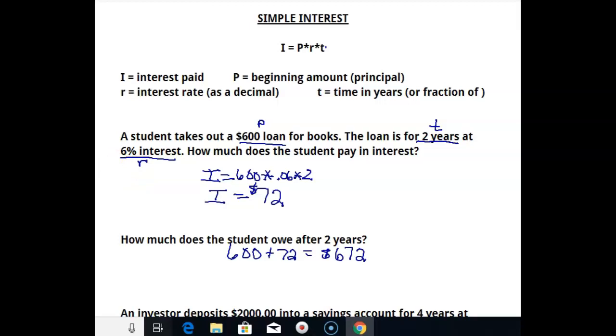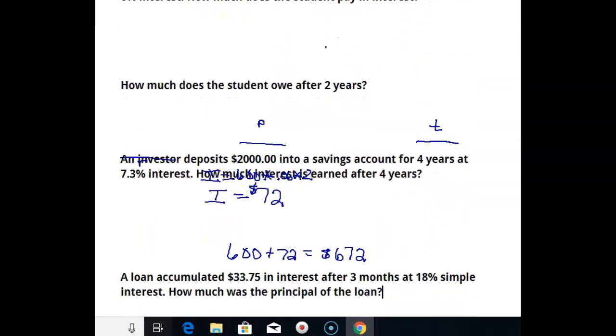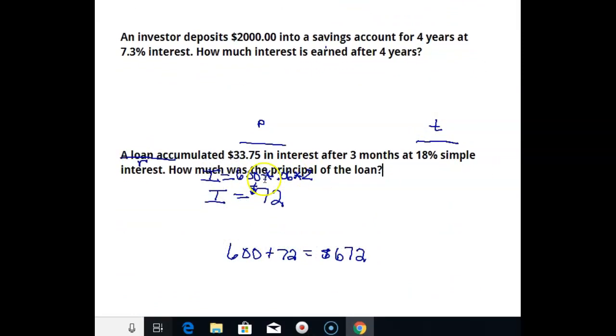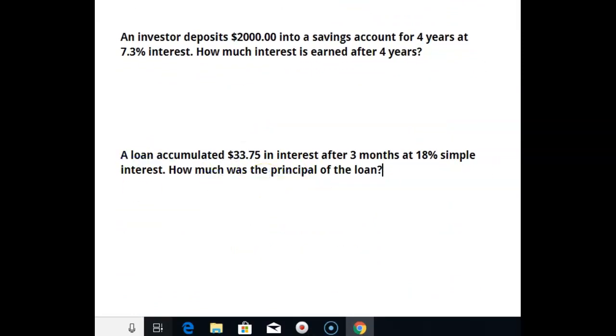Another type of problem involves a little bit different look at how this works. And it's an investment problem, a little bit different decimals, so we can practice again looking at those decimals. This one says an investor deposits $2,000 into a savings account for 4 years at 7.3% interest. How much interest is earned after 4 years?